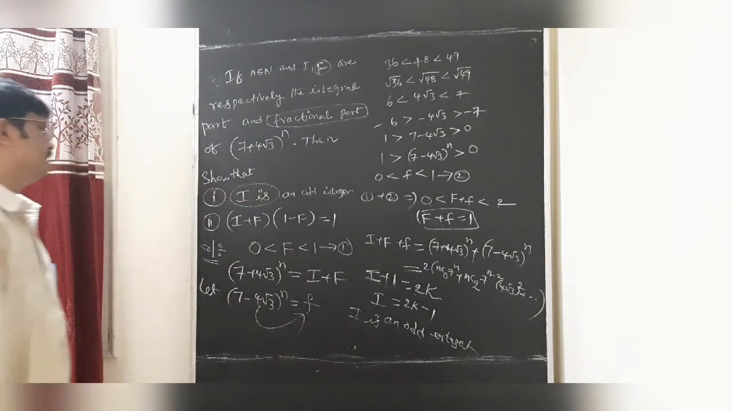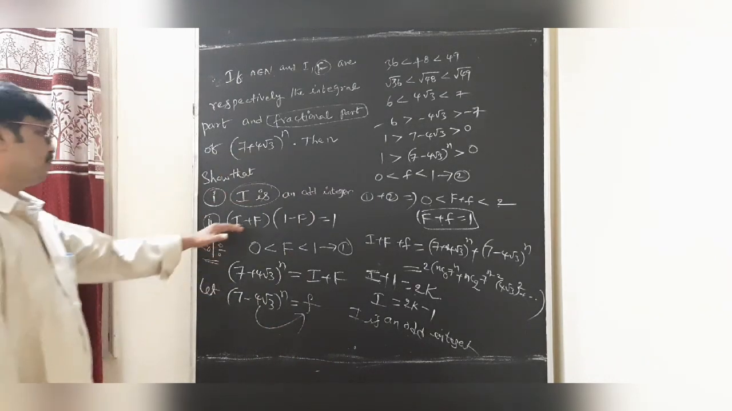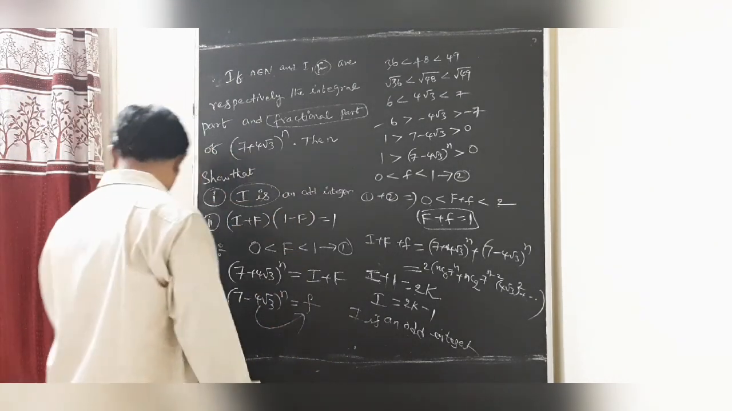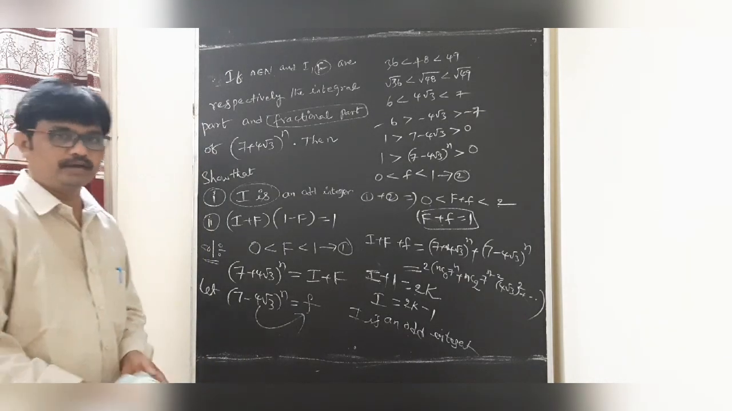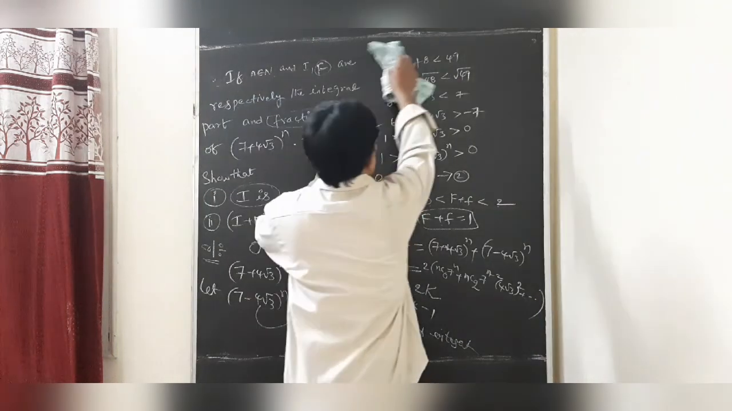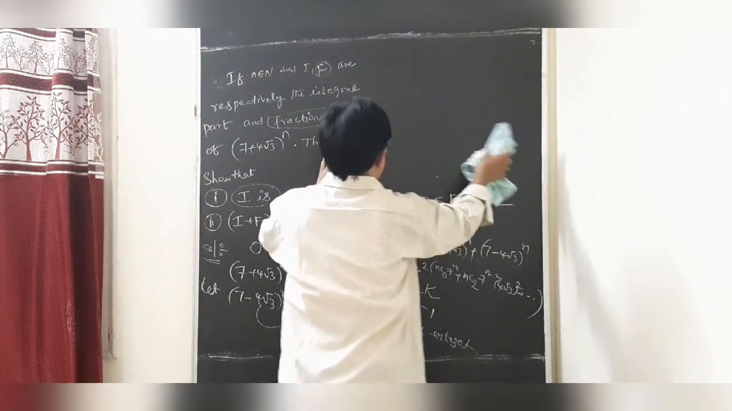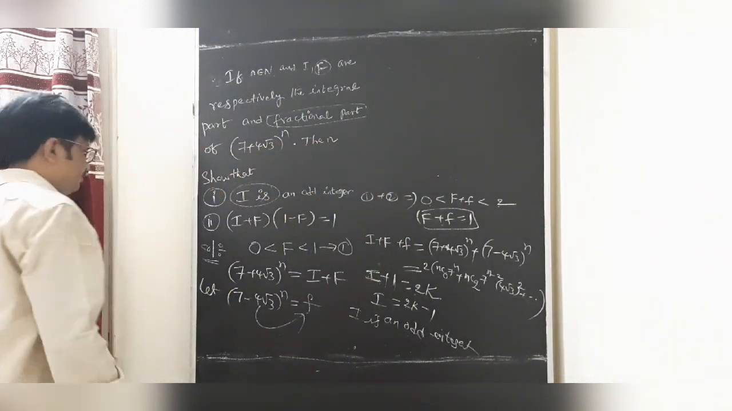My dear students, right now we also have to find (I + f)(1 − f). What is the one more value? It is (I + f)(1 − f). So students, how can you find (I + f)(1 − f)?